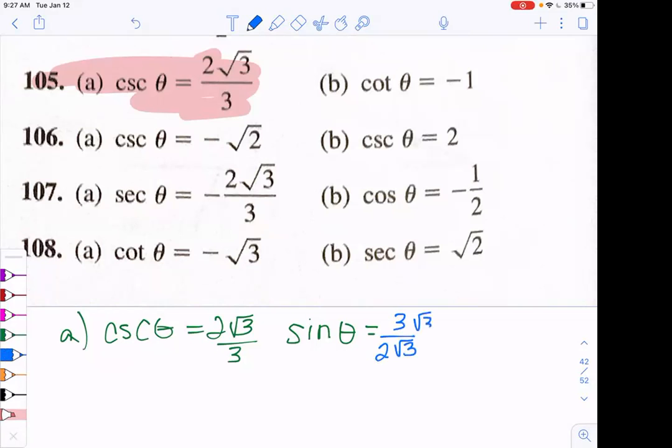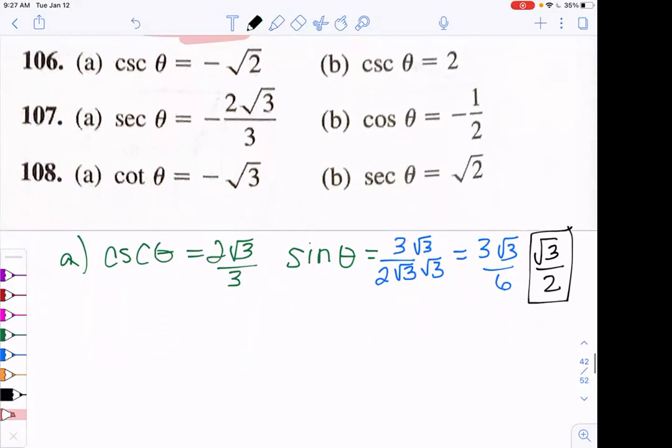And when I simplify, I end up with 3√3/6, which is the square root of 3/2. And that's my sine value. So if the cosecant is 2√3/3, the sine is √3/2.